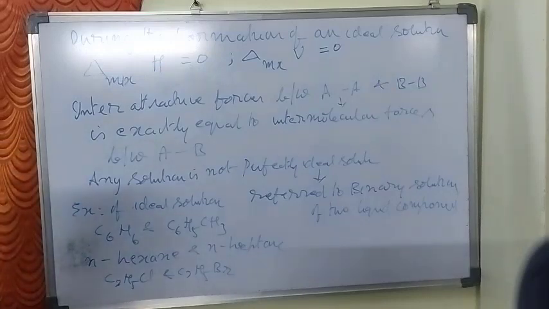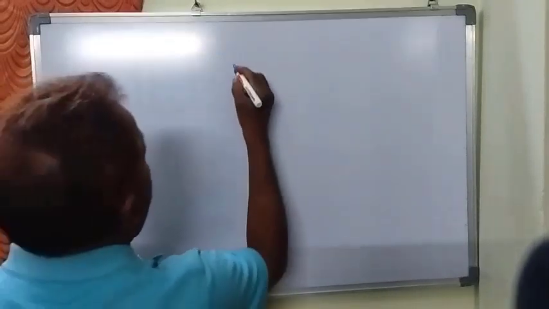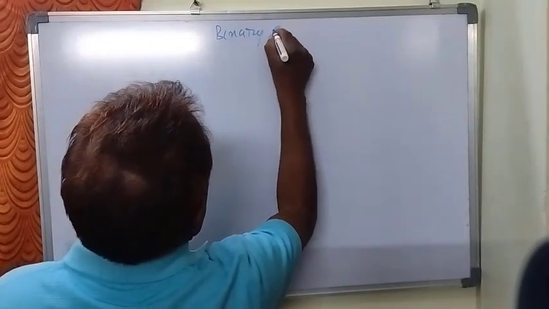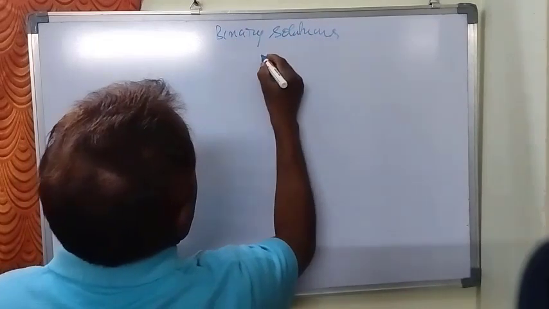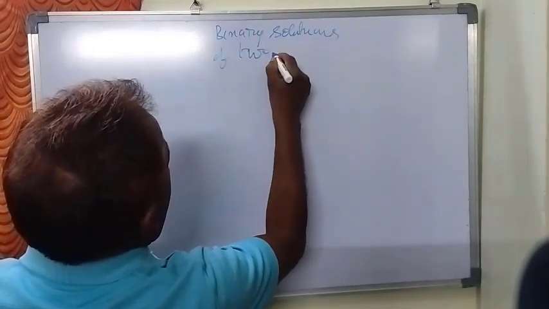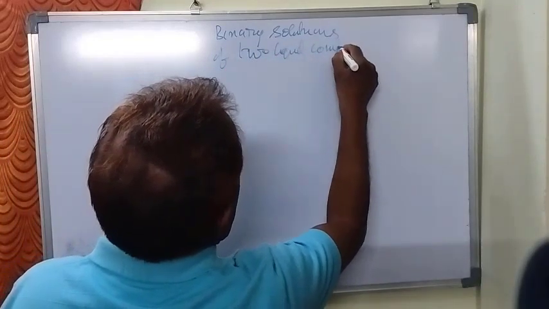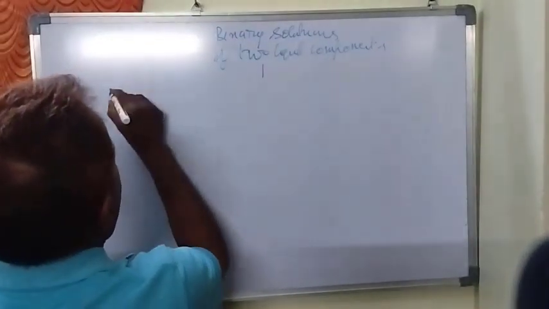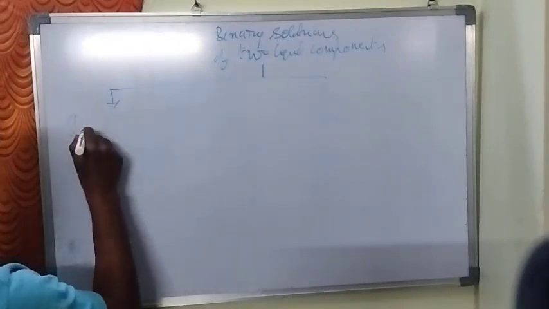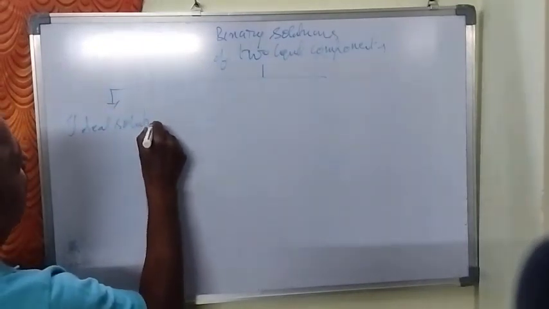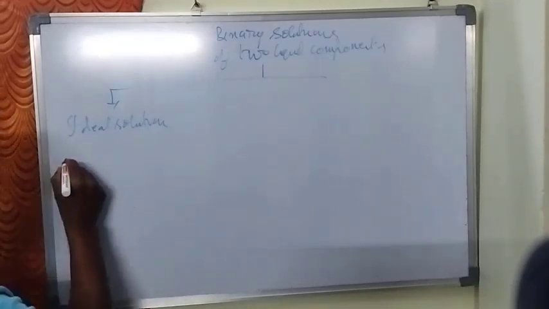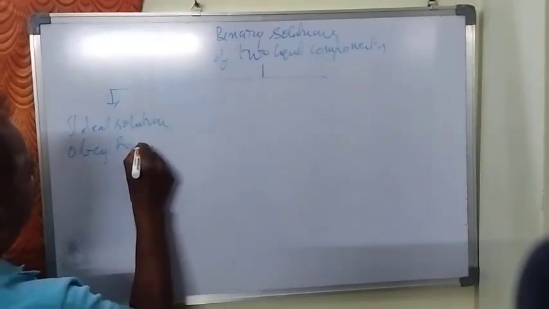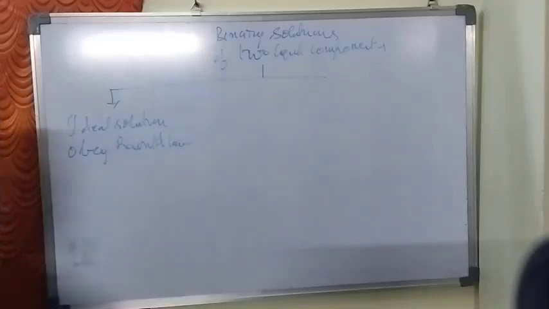So ideal solutions are those which obey Raoult's law perfectly at all concentrations. That is the ideal solution, right? These are binary solutions of two liquid components. Just now we discussed ideal solutions. Ideal solutions mean they obey Raoult's law perfectly at all concentrations.